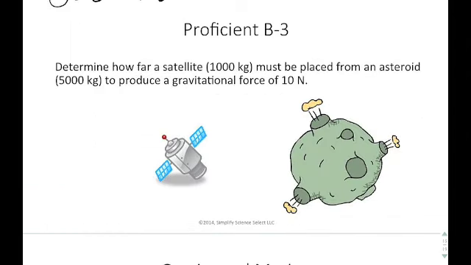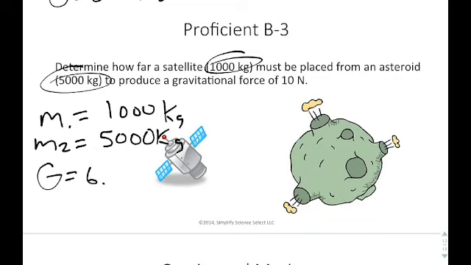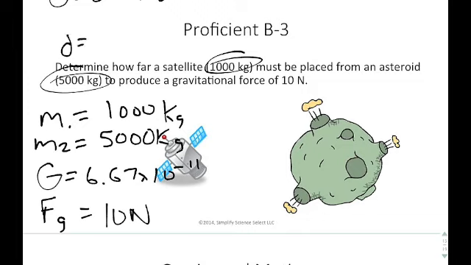Now, determine how far a satellite must be placed from an asteroid to produce a gravitational force of 10 newtons. Whenever you do this, you should realize that you have 5,000 kilograms and 1,000 kilograms, so you have both masses, m1 and m2. It doesn't really matter which order they're in because you're going to multiply them. Remember that you always know G, and in this case you also know F as well. F is 10 newtons. The difference is you are trying to solve for the distance.